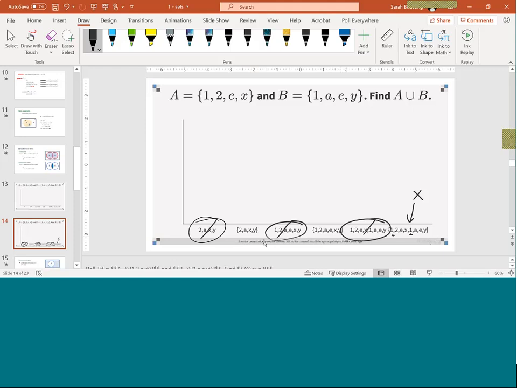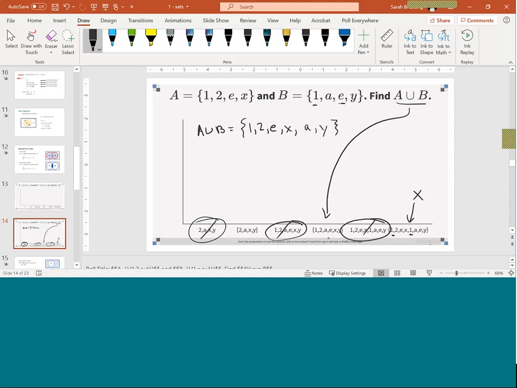So which do you think? Second answer or fourth answer for the union? It does turn out that our union is, in fact, that one right down there. So let me write it a little bit bigger for us. You can throw in everything from set A. Then you don't need to throw in the duplicated items from set B. 1 and E are already in the set we're building. You only throw in the A and the Y at the end.